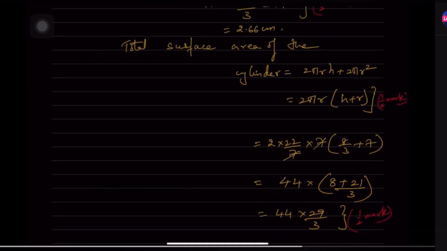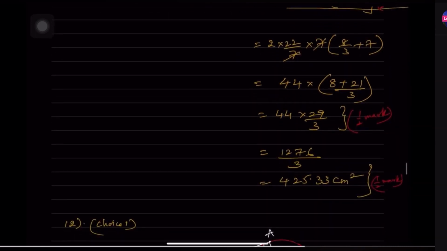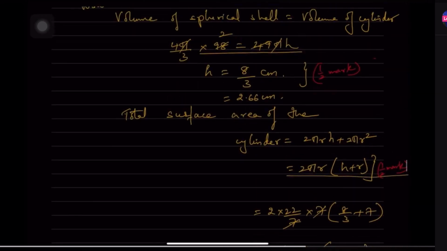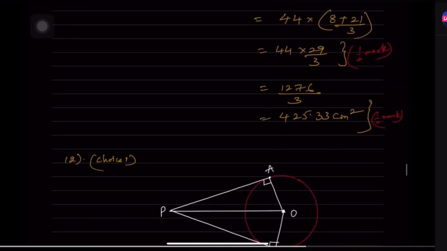For this also you're having half mark because you're writing the formula. Then substituting all the values, you know what is h, what is r, all those for the cylinder. So 2 into 22 by 7 into 7 into 8 by 3 plus 7, 7 is getting cancelled. So 44 into 8 plus 21 by 3, which is 44 plus 29 by 3. So the final answer which you're getting is 425.33 centimeter square. So this is the total surface area of the cylinder.